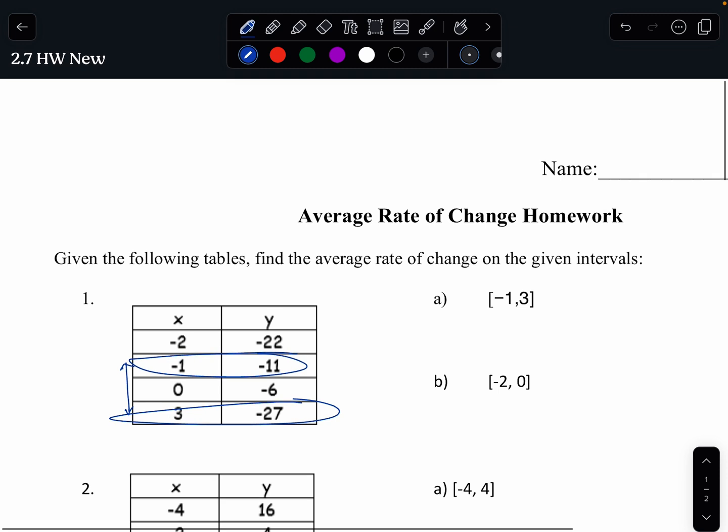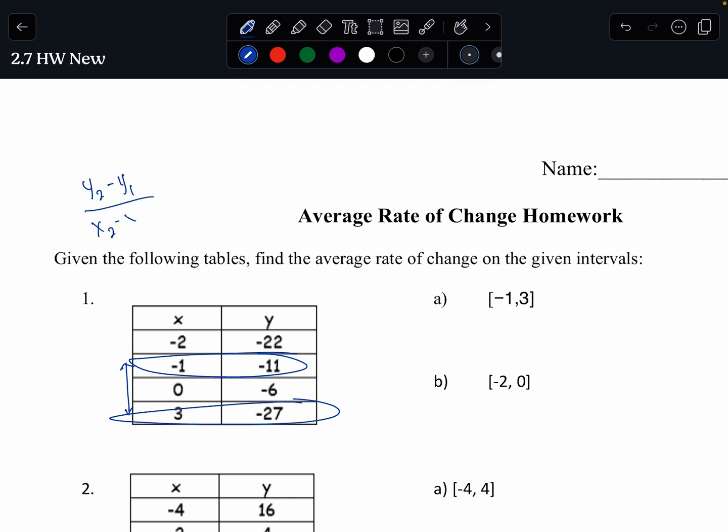And average rate of change is y2 minus y1 over x2 minus x1. In other words, this is slope. And that's what average rate of change is. It is the slope over an interval. It's a rate of change, and slope is a rate of change.